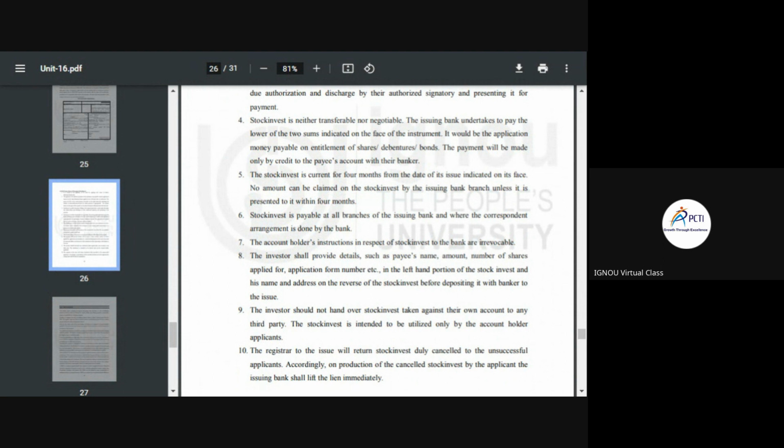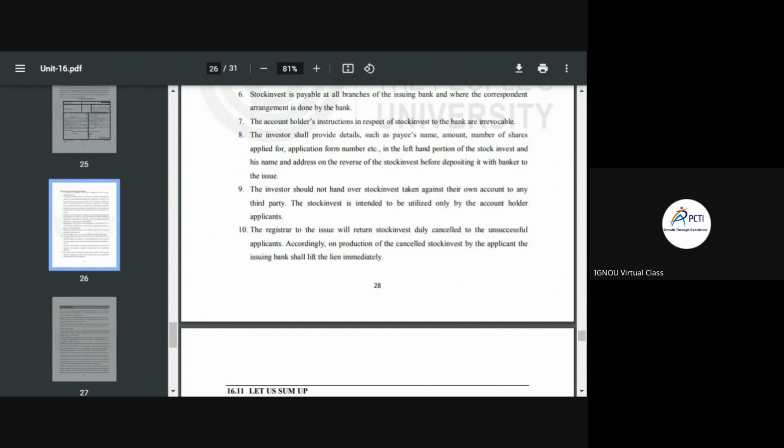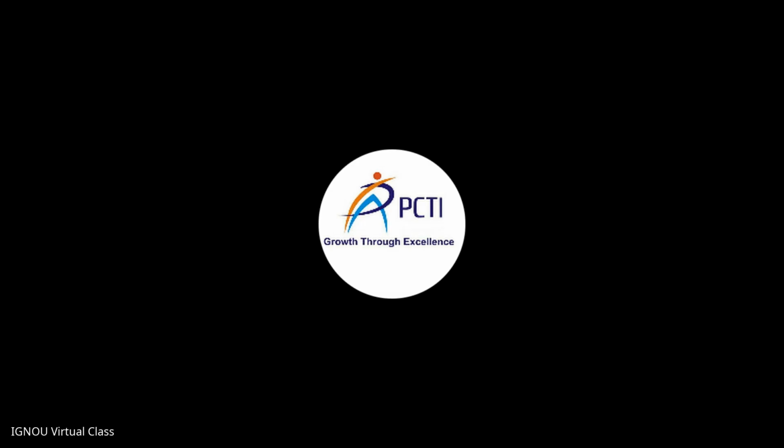Next one is the investor should not hand over the stock invest taken against their own account to any third party, and the registrar to the issue will return stock invest duly cancelled to the unsuccessful applicant. Accordingly, on production of the cancelled stock invest by the applicant, the issuing bank shall lift the lien immediately. So basically, this is our 16th unit, which we covered.